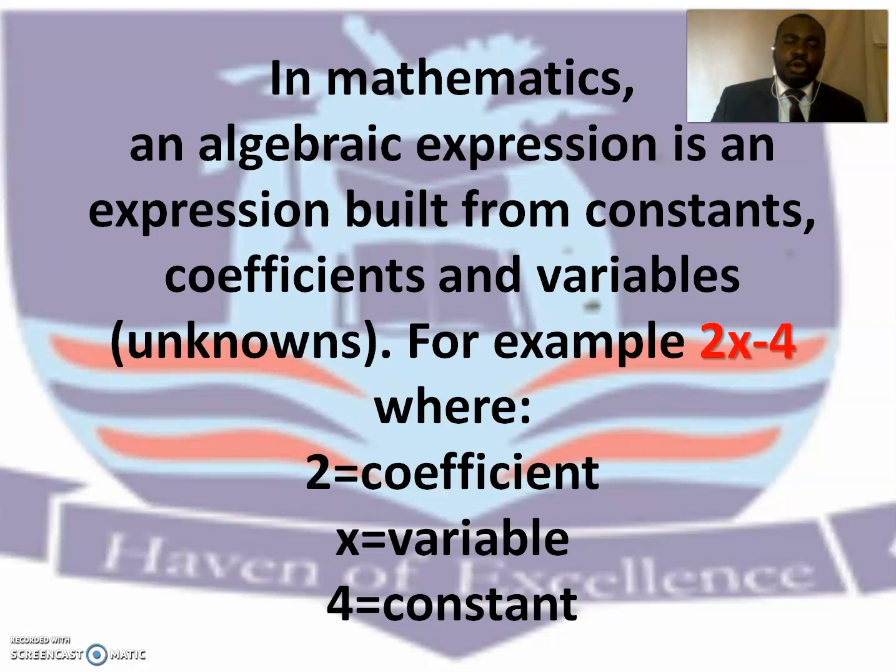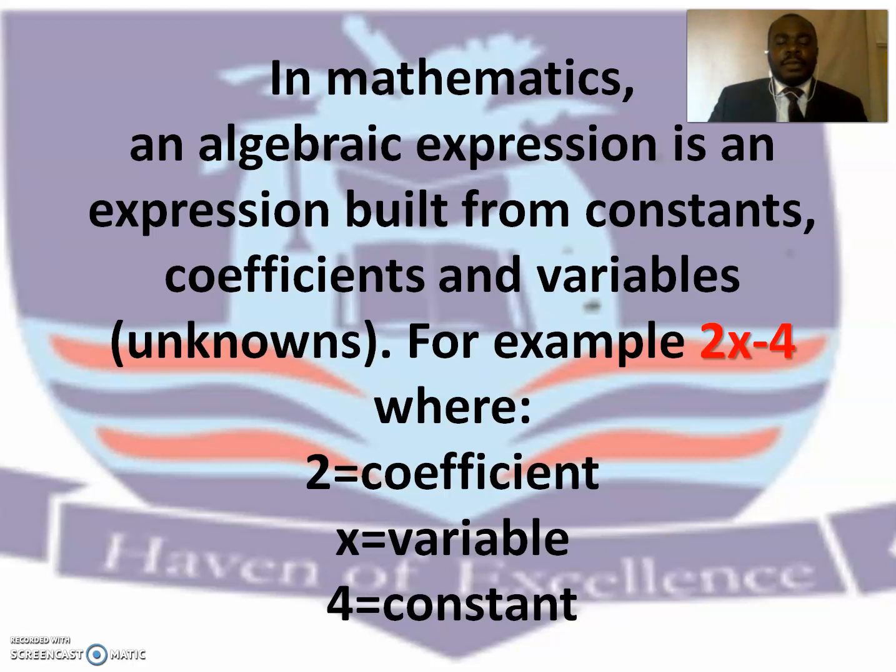x has an unknown value. So the value of x can be 2, it can be 9, it can be 0, it can be a negative number such as minus 5, it can be a fraction such as half. The value is unknown. That is why it is called a variable. Whatever number multiplies the variable is called a coefficient, or the coefficient of that variable.